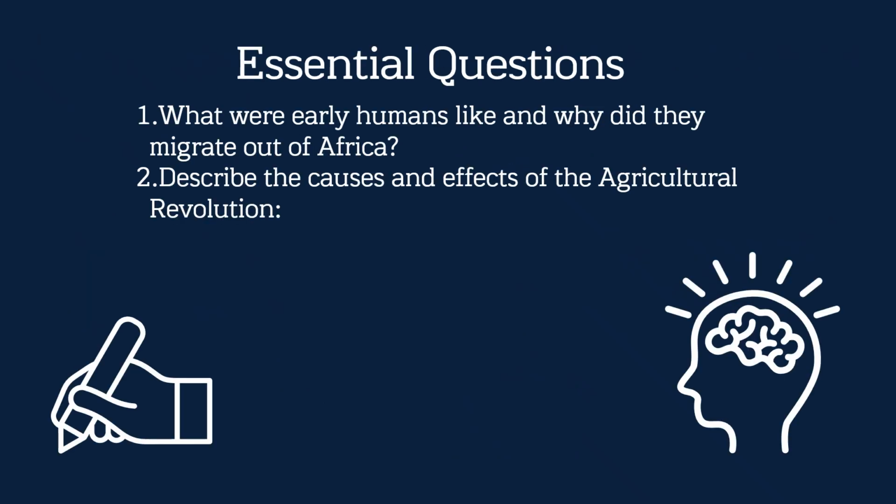So take a few moments at this point. The essential questions in the guided notes, go ahead and answer those if you haven't already. What were early humans like, and why did they migrate out of Africa? And what were the causes and effects of the agricultural revolution?